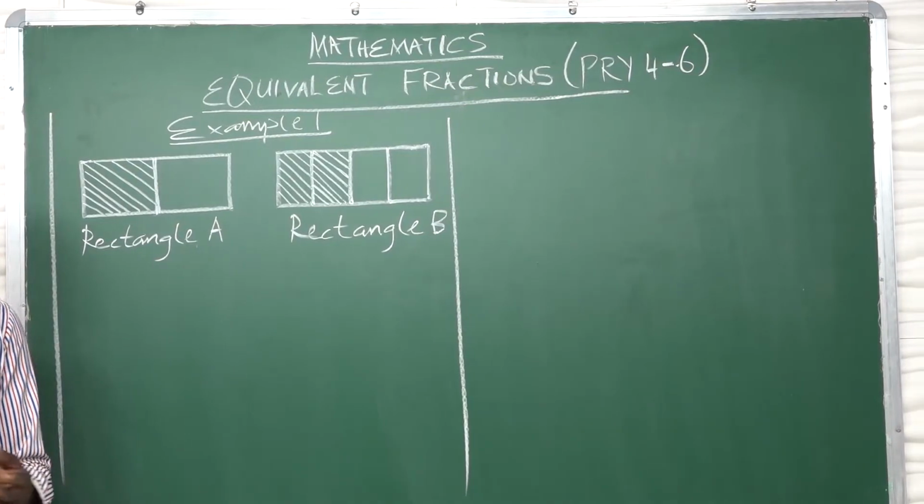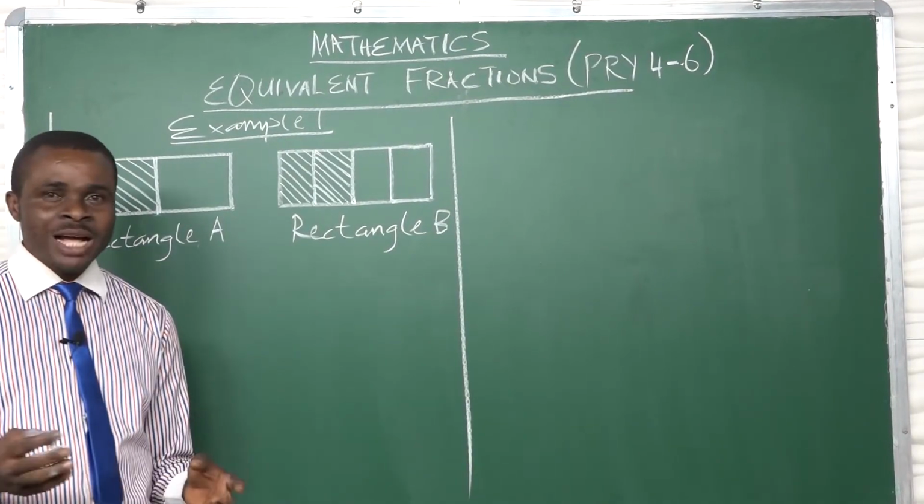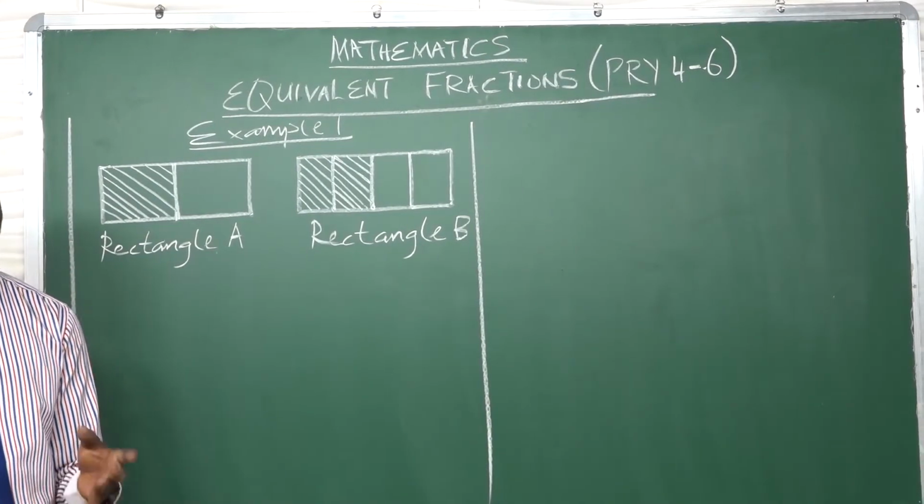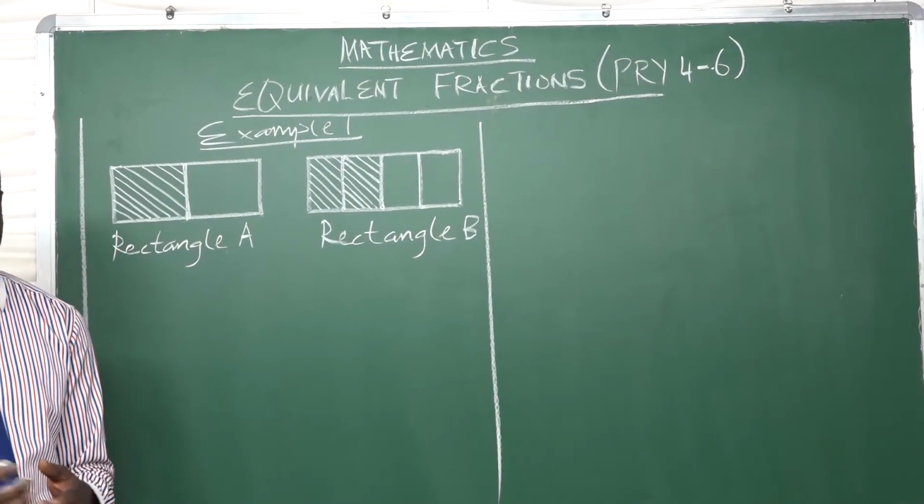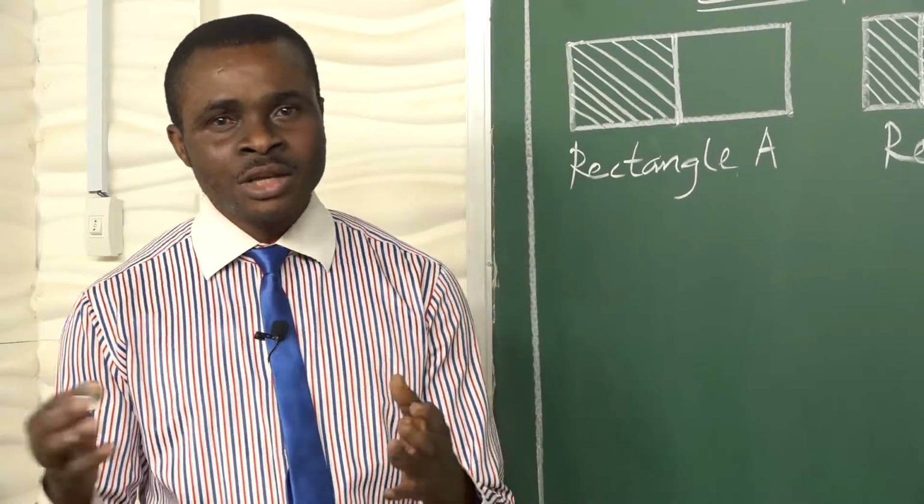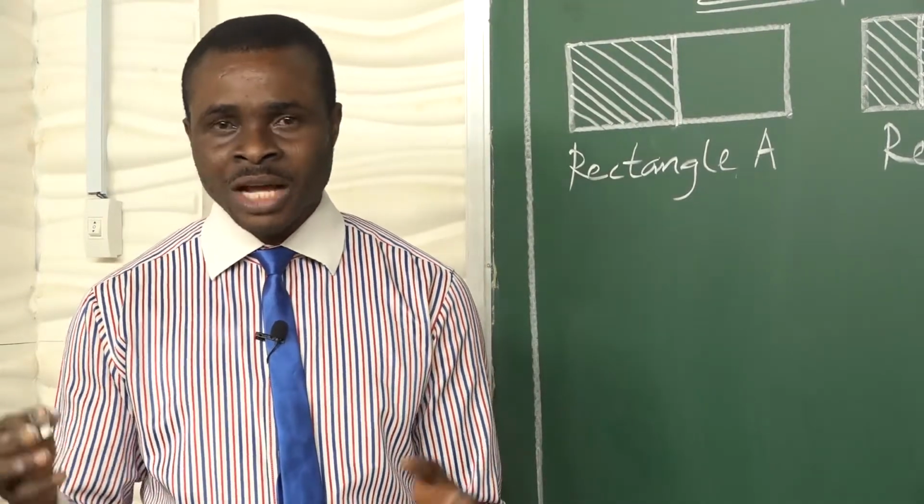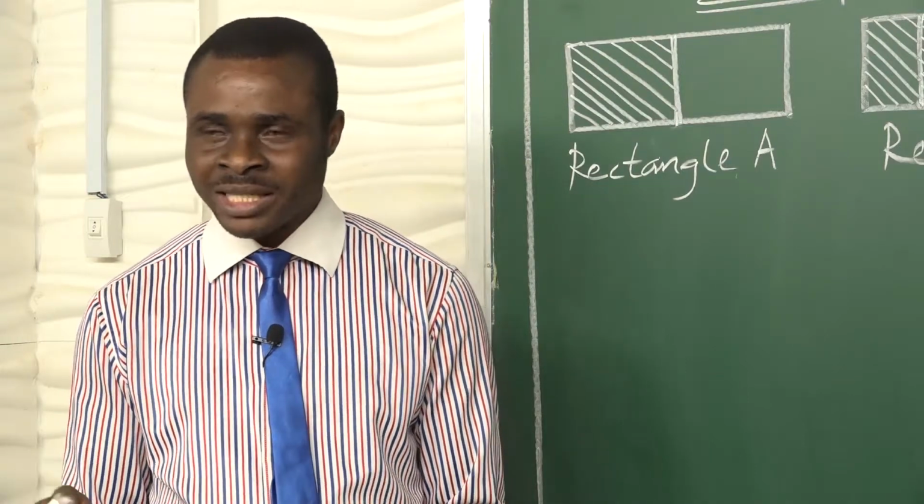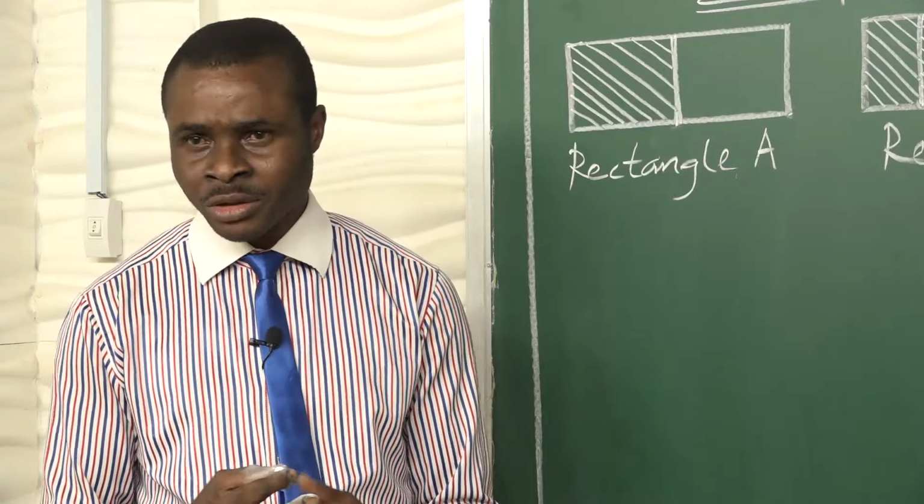Equivalent fractions: when one fraction is equal to another fraction, we say they are equivalent fractions. Now we'll look at an example. I'll give you an illustration.